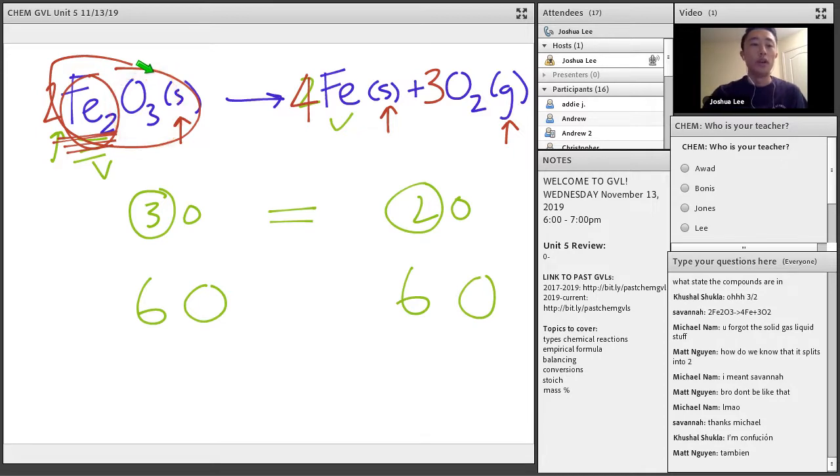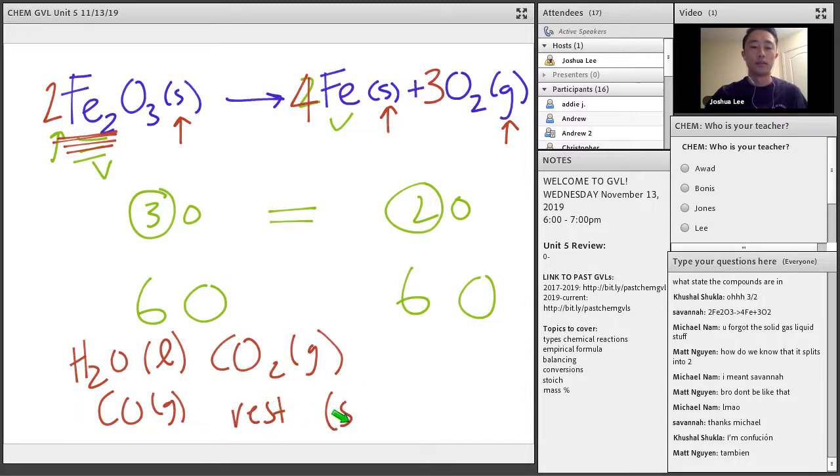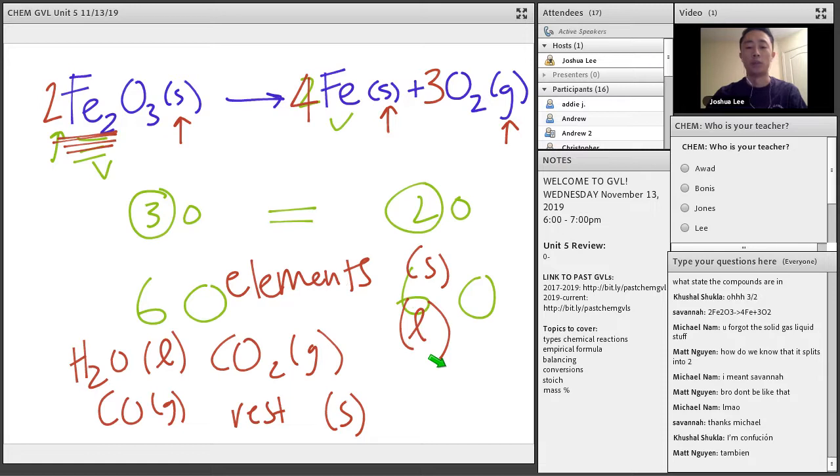And how you know states of matter, because in our notes we said that H2O will most likely be a liquid. Carbon monoxide will be a gas. Carbon dioxide would be a gas. And in our notes, we said the rest are solid. And if they're elements, you should know. Pretty much all of them are solids. 2 are liquids. Which 2 are liquids at room temperature?